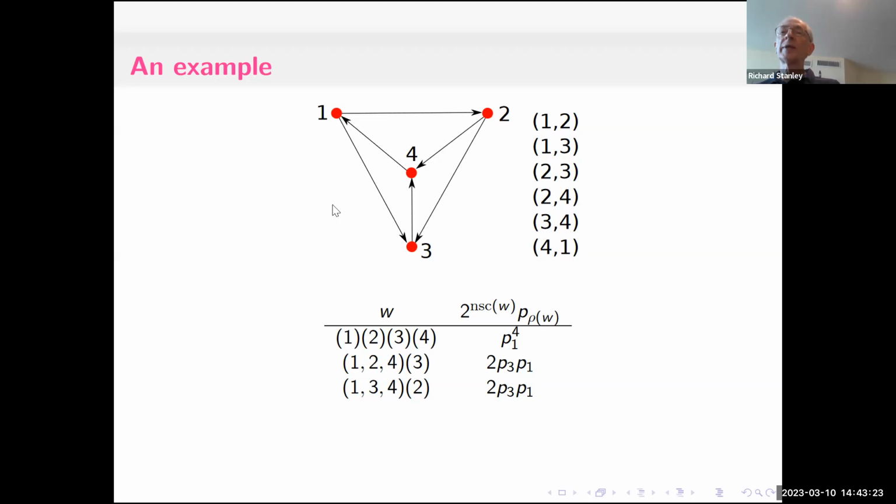And 1, 2, 4 is a directed cycle: 1 to 2 to 4 to 1. 1, 3, 4 is also a directed cycle, but for instance 2, 3, 4 doesn't appear here because 2, 3, 4 is a cycle, but it's not directed. So U of X would be p1 to the 4 plus 4 p3 p1. These factors 2 to the number of non-singleton cycles, 1 and 2 to the 1 each factor.